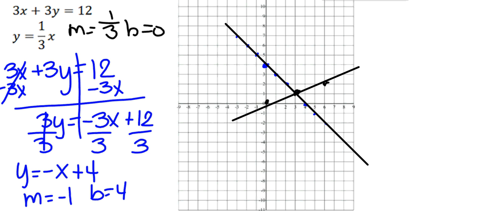Of course, when you're drawing your lines, you need to make sure they have arrows because lines extend forever. And then where do they cross? Where did the two lines meet? They meet at 3, 1. So that would be my solution for these two equations.